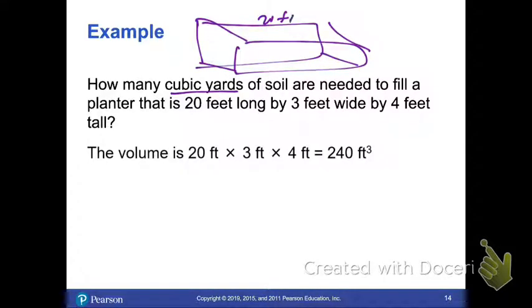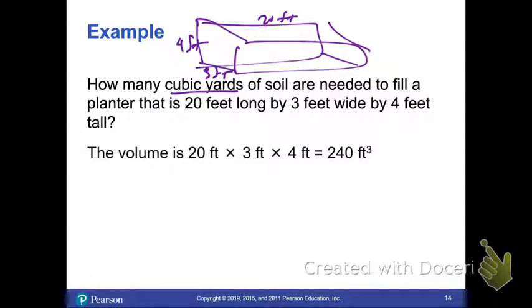Okay. All right. 4 feet tall, 3 feet wide. So this is the wide, this is the 3 feet, and then 4 feet tall. All right? So first I have to figure out what the volume is of this space. And so to do that, I multiply 20 feet by 3 feet by 4 feet.